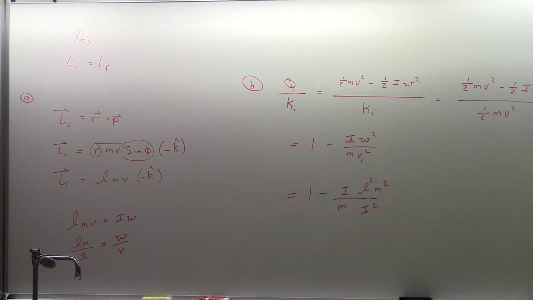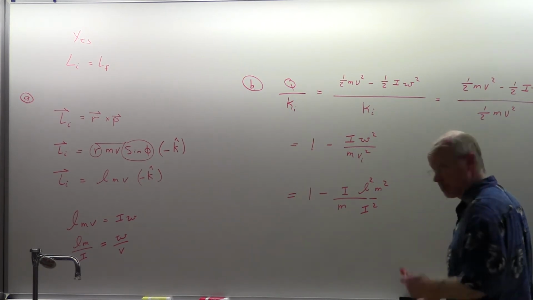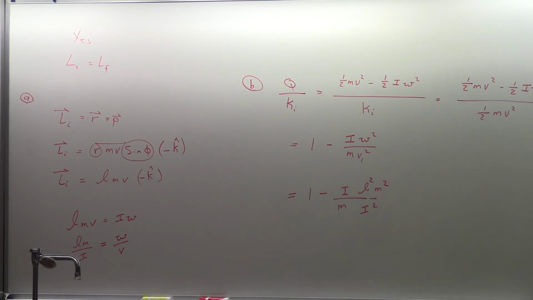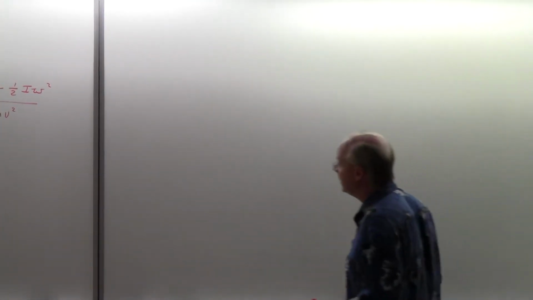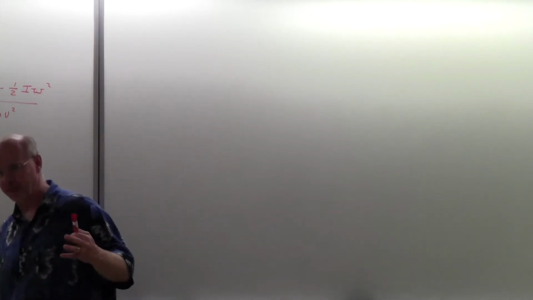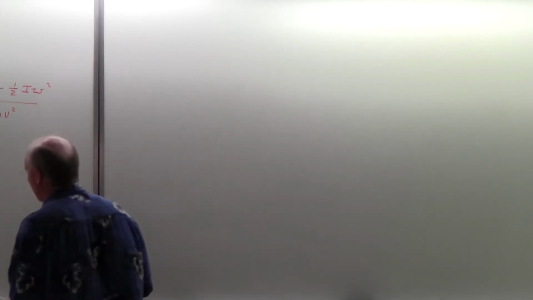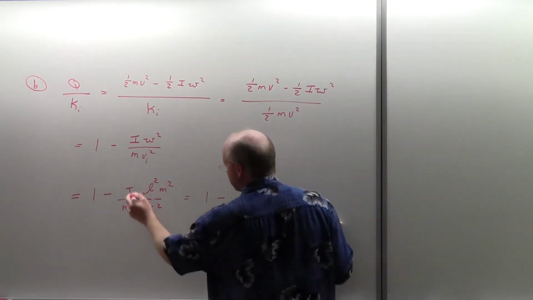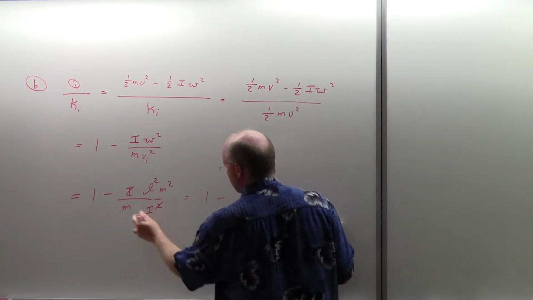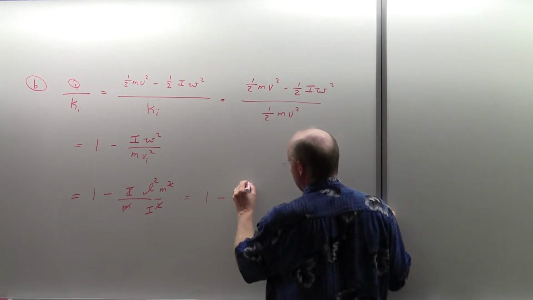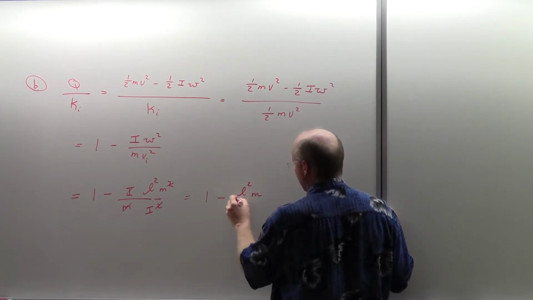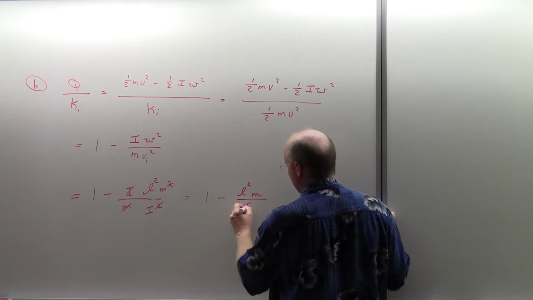And I still have a lot of algebra to do. Like I said, this is a much longer problem than it may have looked like on the surface, and certainly longer than the other two little examples we had done in this chapter, but not longer than most of the problems we will do in this chapter. So let me simplify this a little bit. This is 1 minus, and it looks like one of the I's upstairs will cancel and one of the m's downstairs cancel, and you're going to be left with an L squared m on the top and an I on the bottom.